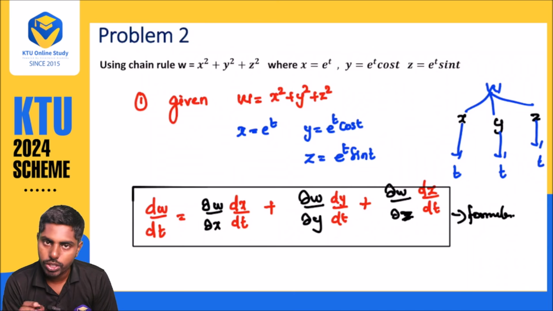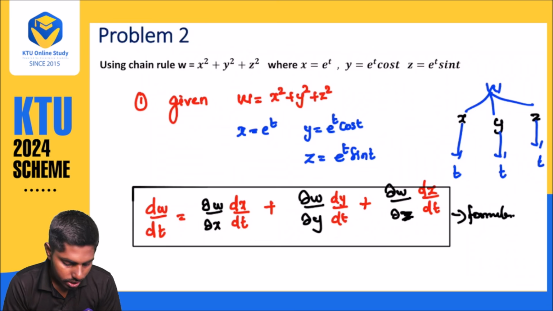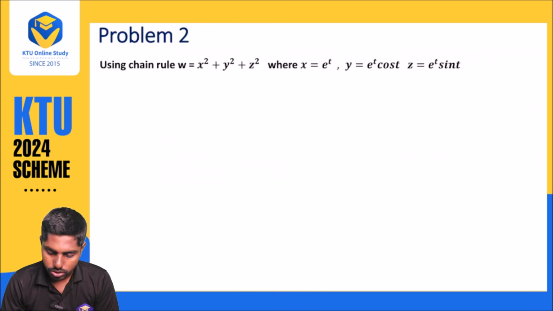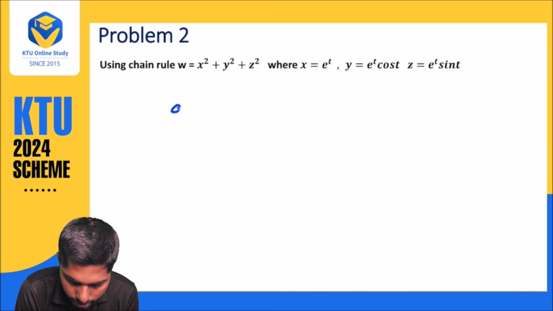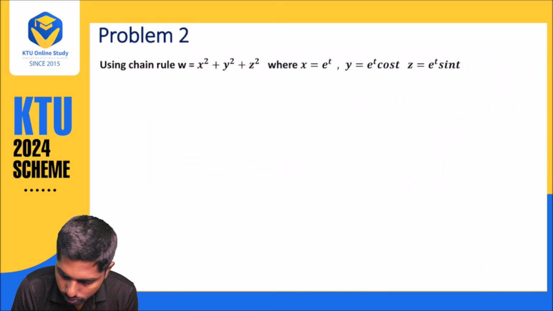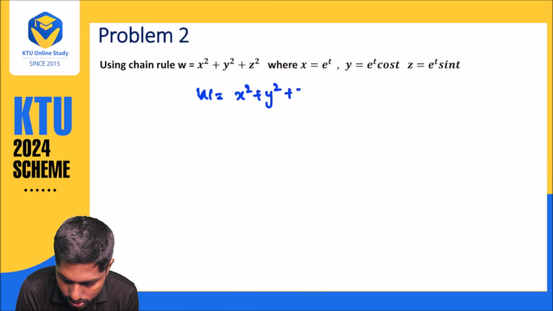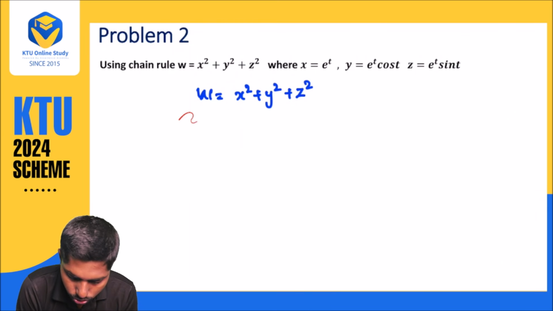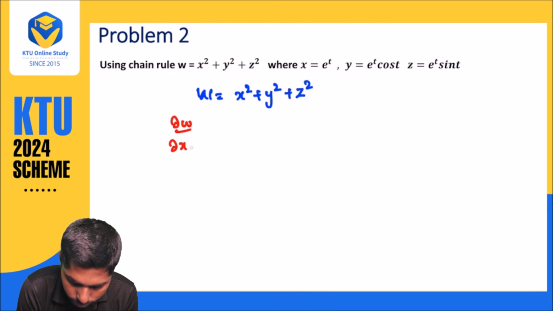Similarly, ∂w/∂z and dz/dt we want to identify, so that we can place them in the sum. So what is happening? We have w = x² + y² + z². We want to know ∂w/∂x.